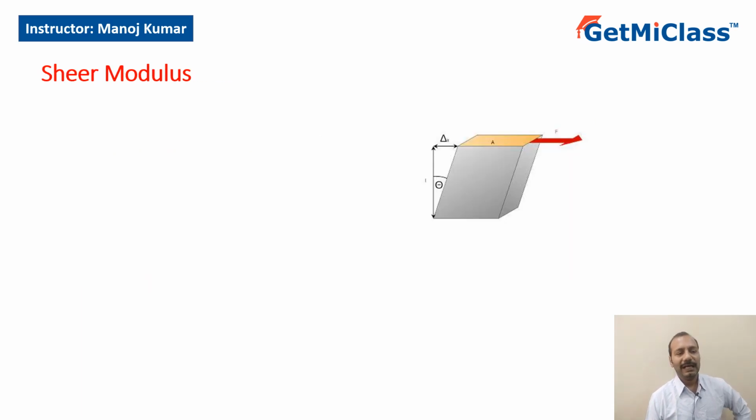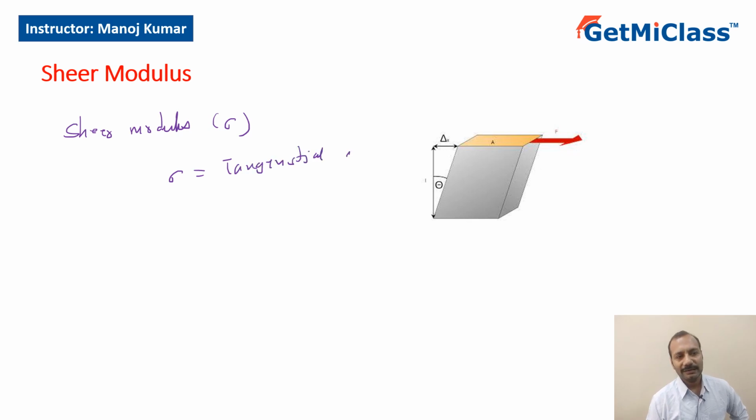After that we have shear modulus. Shear modulus is tangential stress by tangential strain. We represent shear modulus by sigma. Sigma equal to tangential stress by tangential strain. So this is sigma.